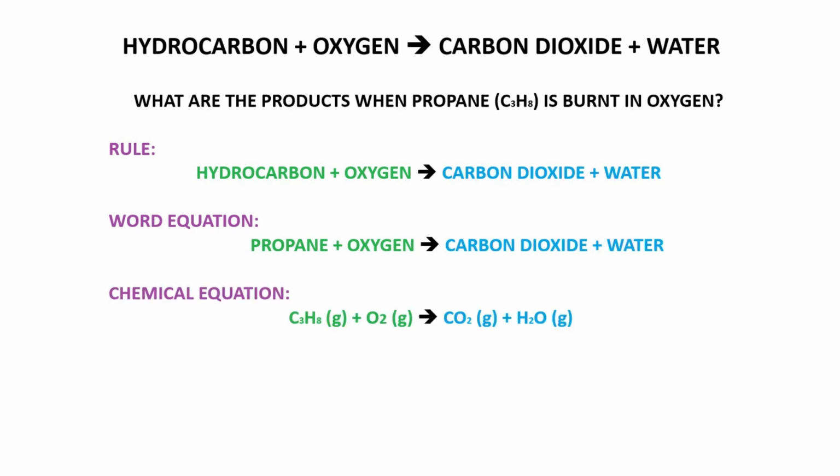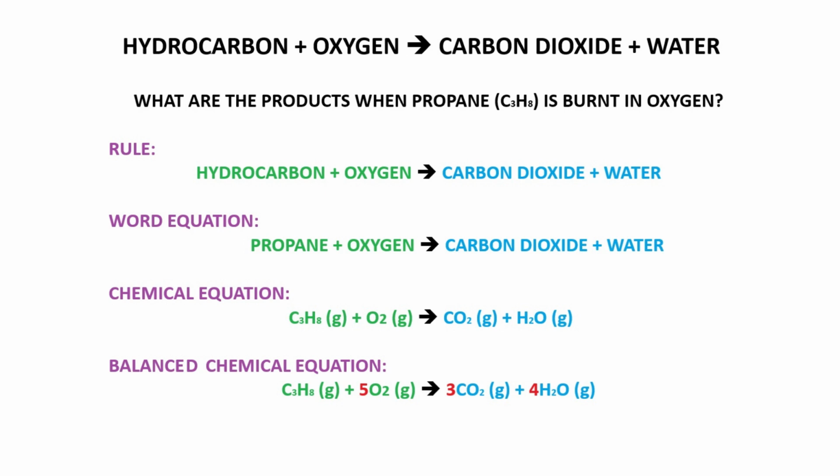Then we think of the chemical equation. C3H8 is propane, and in brackets we have g because it's a gas, plus O2, again in brackets, lowercase g because it's a gas, gives us carbon dioxide, in brackets, lowercase g because it's a gas, plus water, which is H2O, and again, in brackets is a lowercase g because it's water vapor, which is a gas.